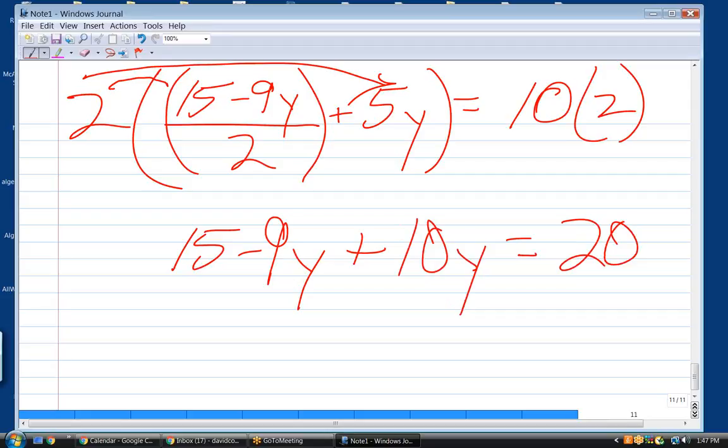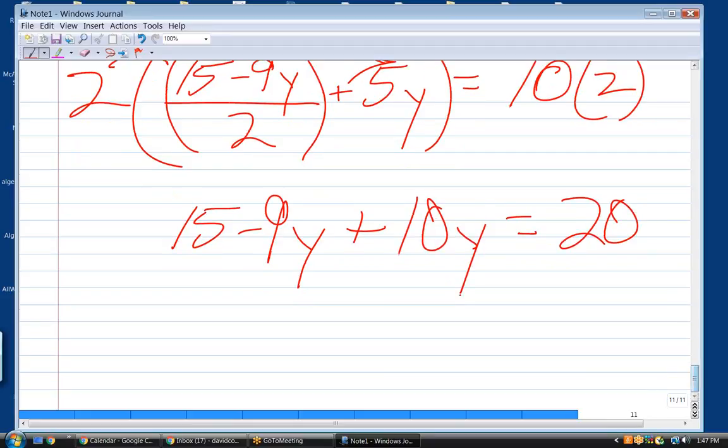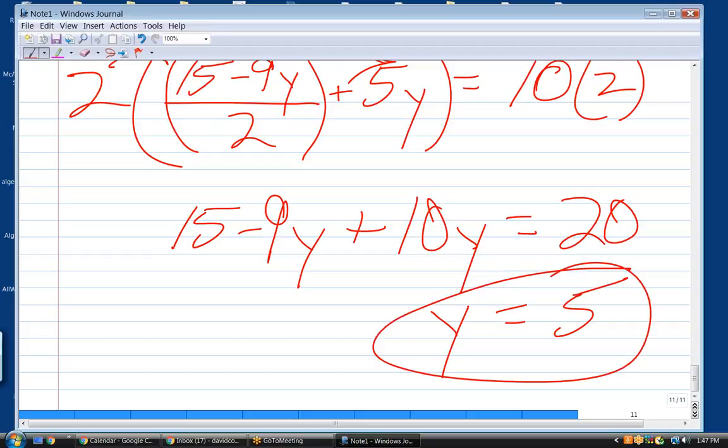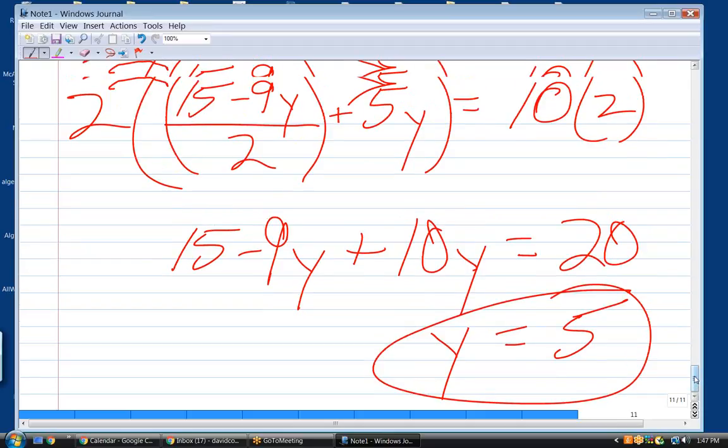Combine your y's, put all your numbers on the other side. What do you got? Minus 9y plus 10y equals what? When I say simplify that, combine them. It's equal to y. What are the numbers equal to? 5. Correct. Okay? And that, again, is the same solution we got when we did it by elimination.